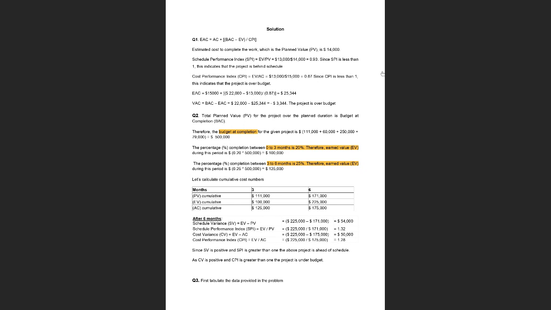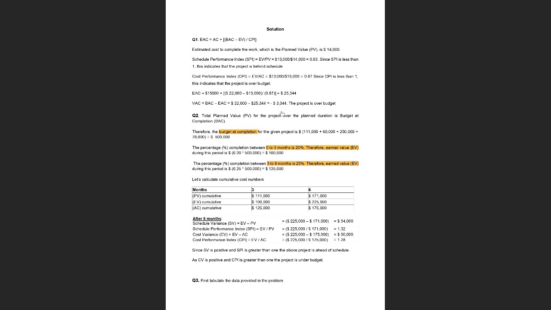One more thing we have to find in this question is the variance at completion. Variance at completion is simply your budget at completion minus estimated cost at completion. Budget at completion, which is 22,000, is already given in the question. The estimated cost at completion we just found in our previous exercise, and we put it here, and you get a negative number, minus 3,344. Similarly, just like with indexes, for variances, a negative value means it is bad for the project.